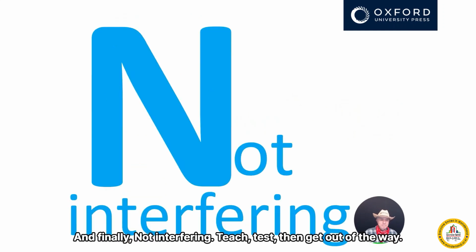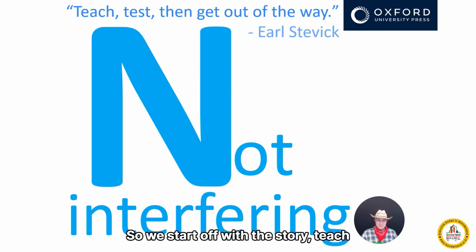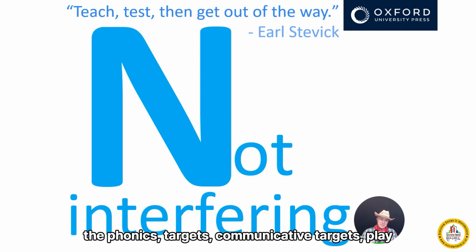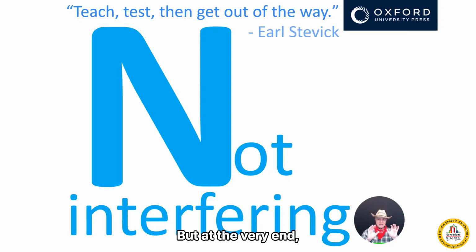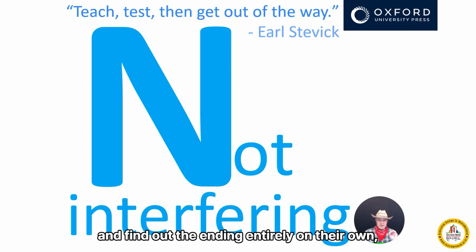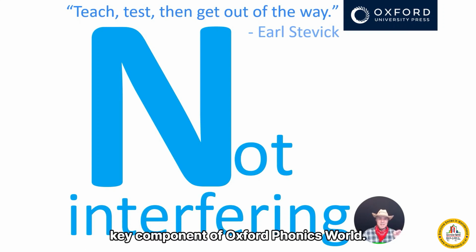Okay? All right, and finally, not interfering. Teach, test, then get out of the way. Okay? So we start off with a story, teach the phonics targets, communicative targets, play some games together, have the students do independent study, but at the very end, not interfering. We let the students read the story and find out the ending entirely on their own, empowering them to do that throughout the unit. All right, very important, key component of Oxford Phonics World.